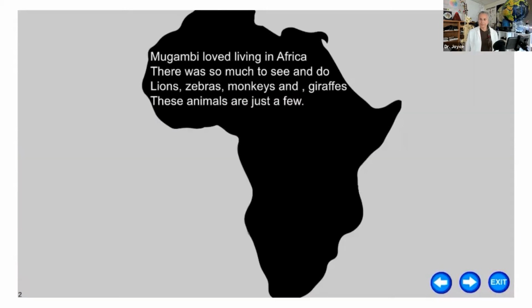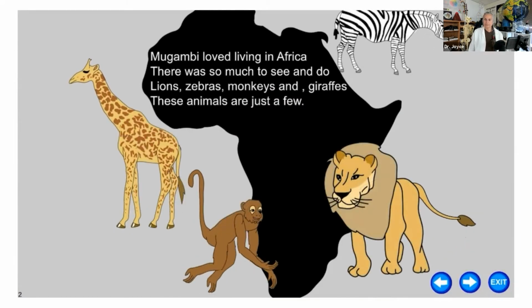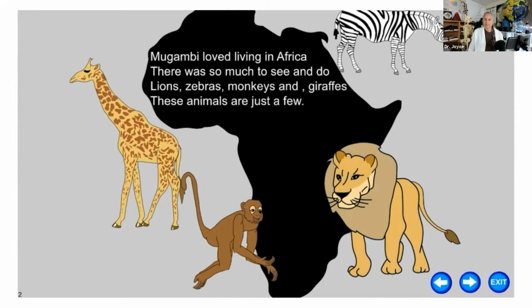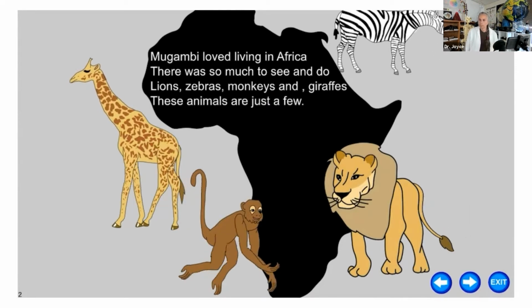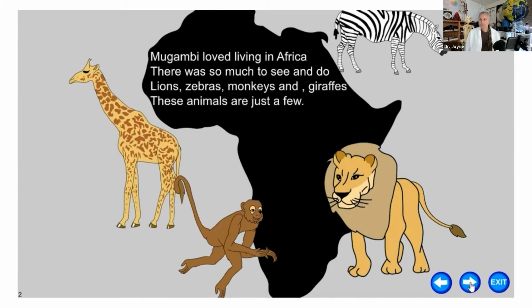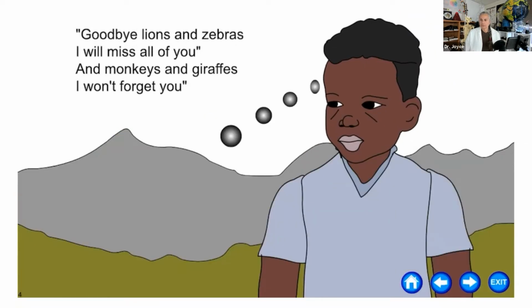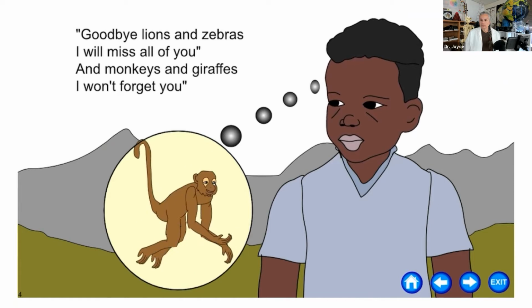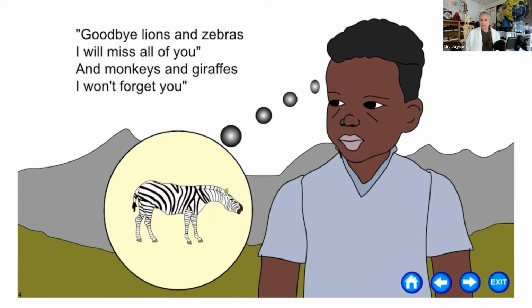by Phoebe Chen. Mugambi loved living in Africa. There was so much to see and do. Lions, zebras, monkeys, and giraffes, these animals are just a few. But Mugambi was moving, and he had to say goodbye to everything he knew, from the ground to the sky. Goodbye, lions and zebras, I will miss all of you, and monkeys and giraffes, I won't forget you.